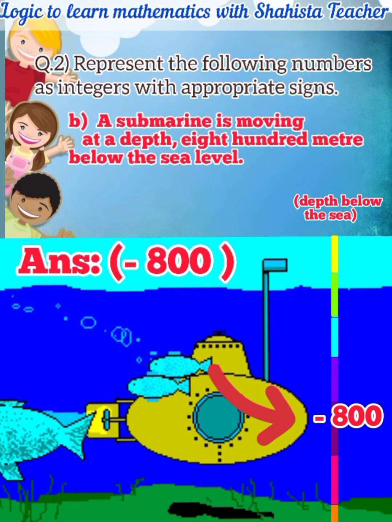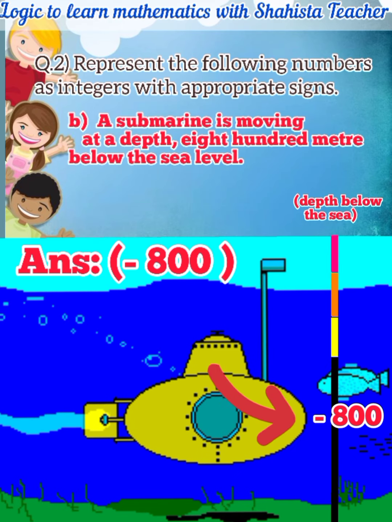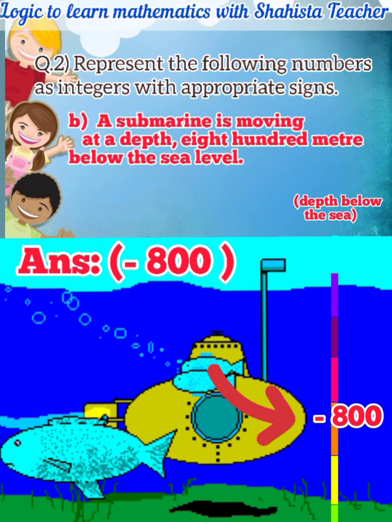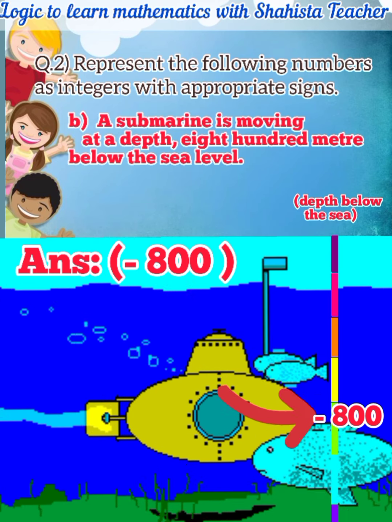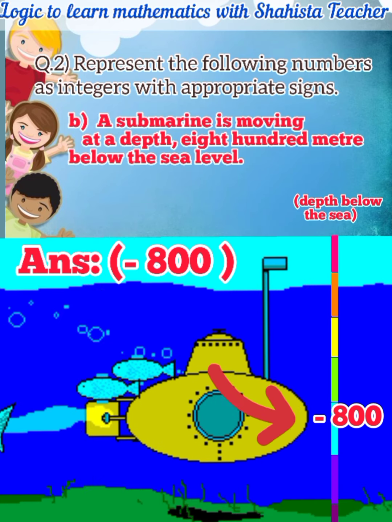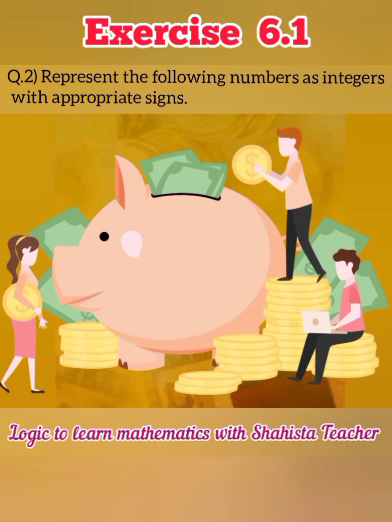Remember this. If it is below, then we will write minus. If it is above, then we will write plus. Okay, so answer is minus 800. Isn't it so simple? Question number 2, sub-question C.